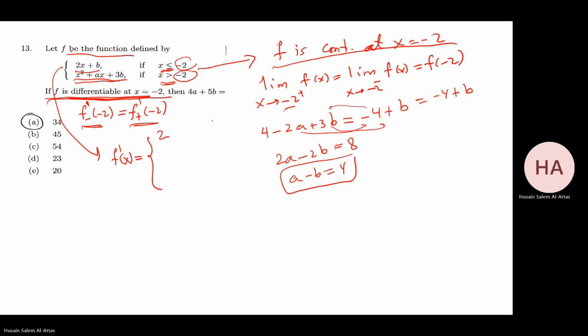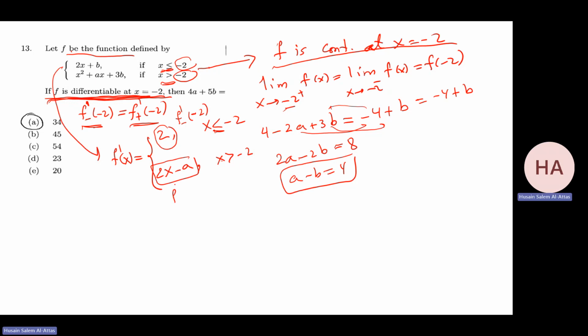So this is 2 if x less than minus 2. I will do the derivative of each function alone. And this is 2x minus a if x greater than minus 2. And I will put the equality. Why do I put the equality? Because he told me it's differentiable at x equal minus 2. And this will be f prime left at minus 2, and this will be f prime right at minus 2.